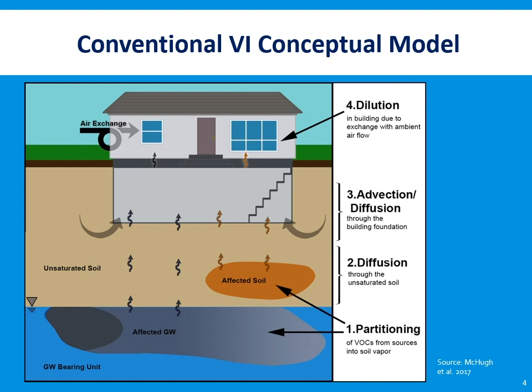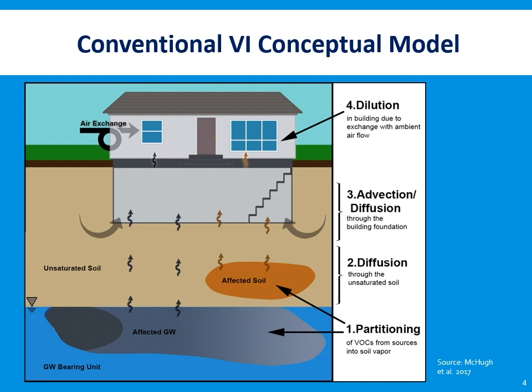The conventional vapor intrusion conceptual model begins with a release to soil and groundwater. In this figure, contaminated soil is shown in orange, and contamination dissolved in groundwater is shown in gray, near the bottom of the slide. Vapor-forming chemicals can partition from contaminated soil or groundwater, moving into soil vapor.